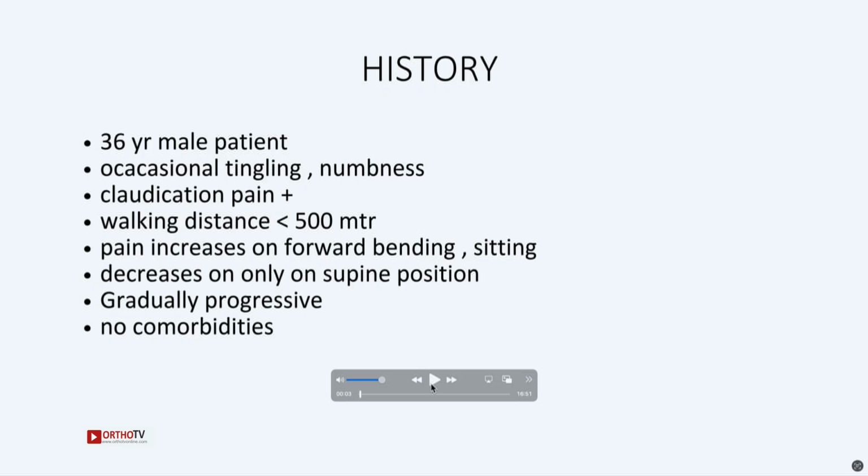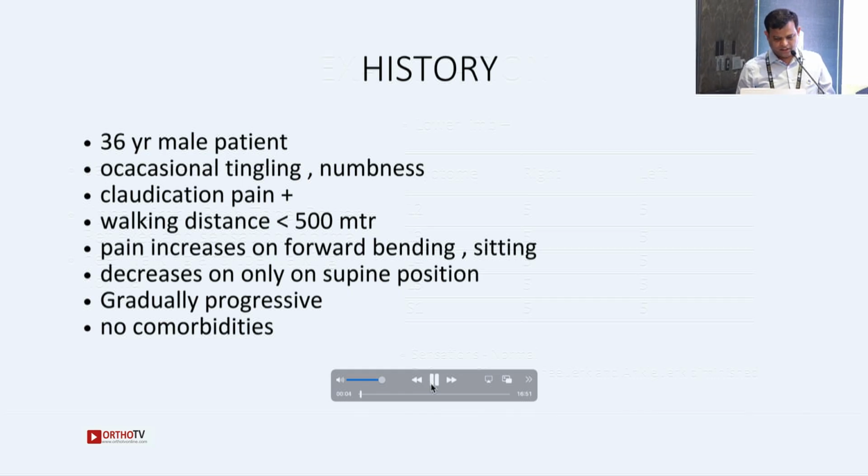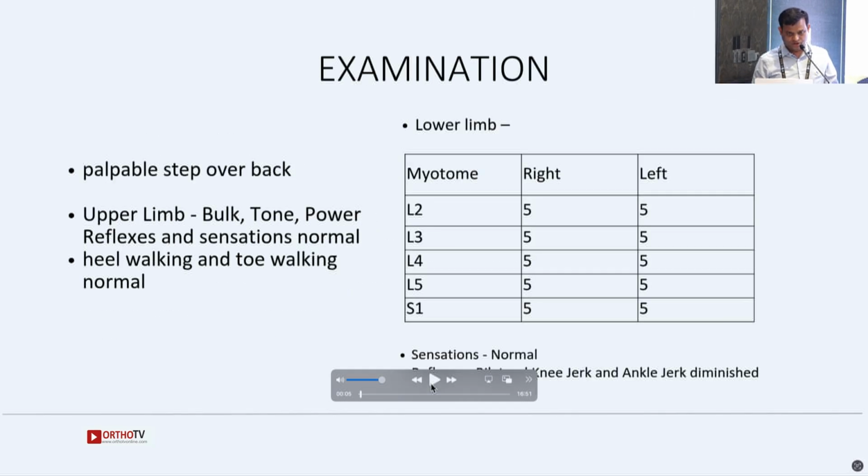Okay, this is a 36-year-old male patient. Basically had occasional tingling, numbness, claudication pain, walking distance less than 500 meters, pain in mobility, and gradually progressive symptoms. And that's the neurology. Neurology is intact.